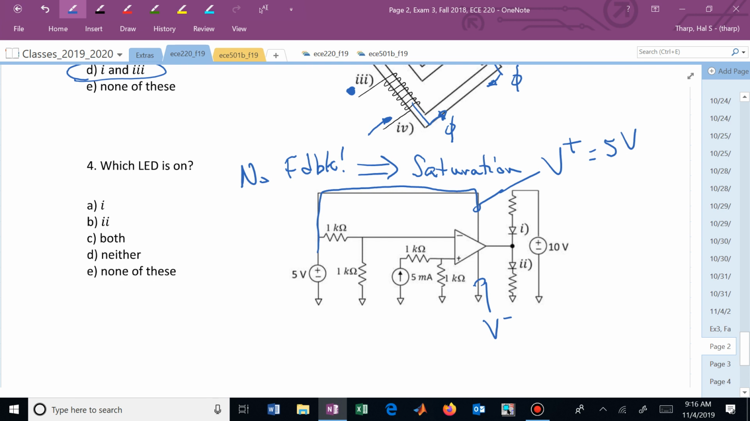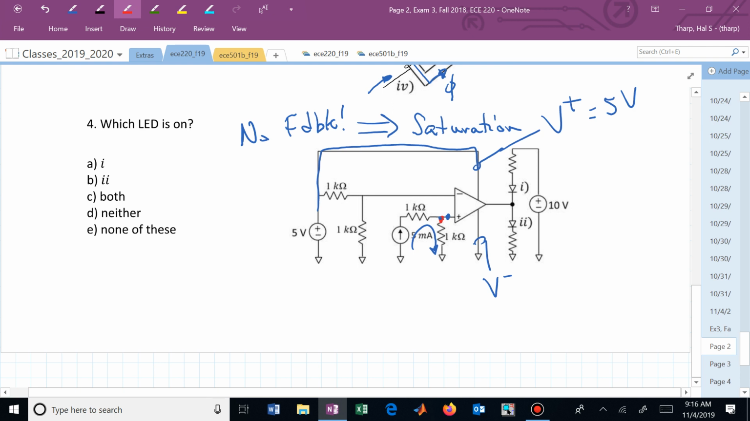What's Vp? This one has a current source going to it, and we know that there's no current in that lead to the non-inverting pin. I can't draw it very well, so I just dotted it. There's no current flowing on that wire. That means all of this current is flowing through those two resistors. You can now figure out what this Vp is by Ohm's law. That's 5 milli times 1K, and the M and the K cancel. Vp is now 5 volts.